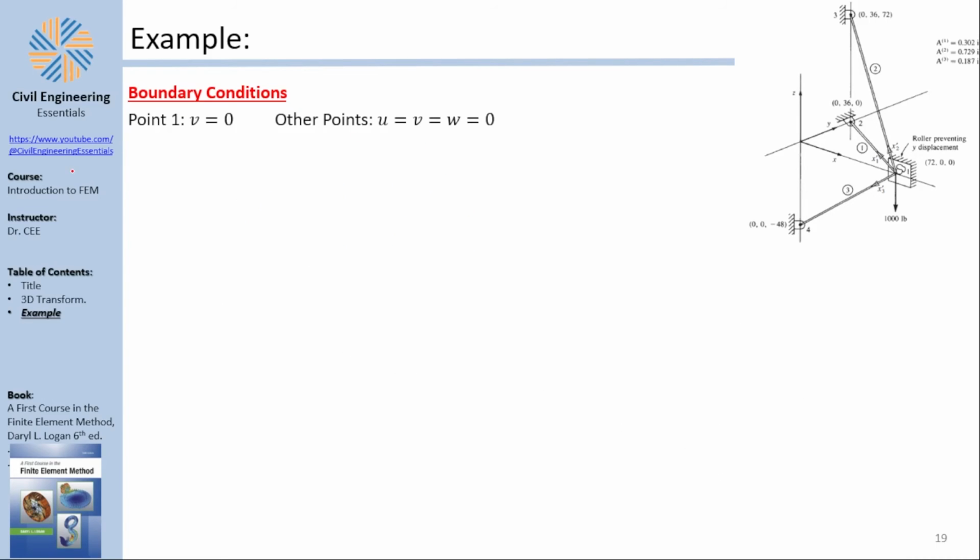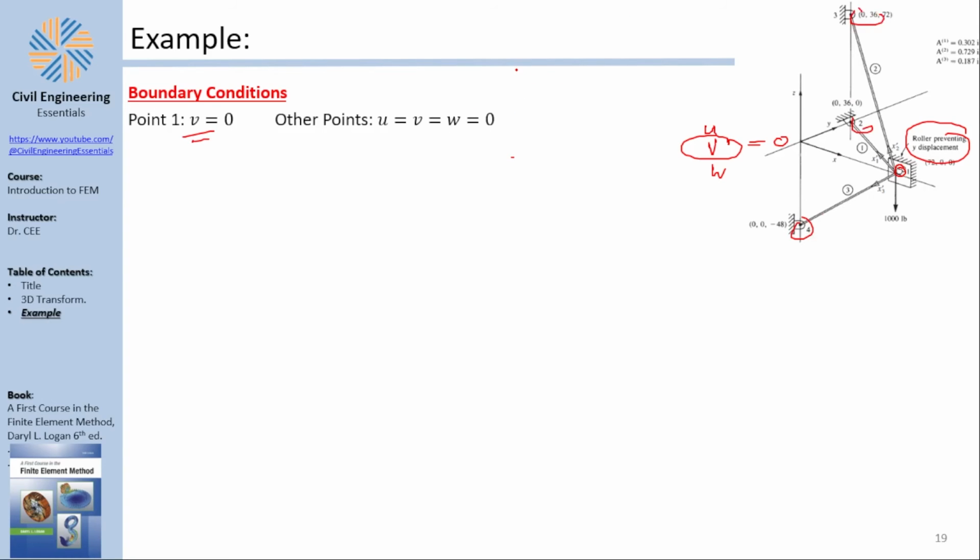How can I start solving? Well, I need to apply my boundary conditions. What are the things I know? At point number 1, you have U, V, and W. You know that V cannot move, so it's 0, because there is a roller. What about the other points? The other points, 2, 4, and 3. Those points cannot move anywhere.